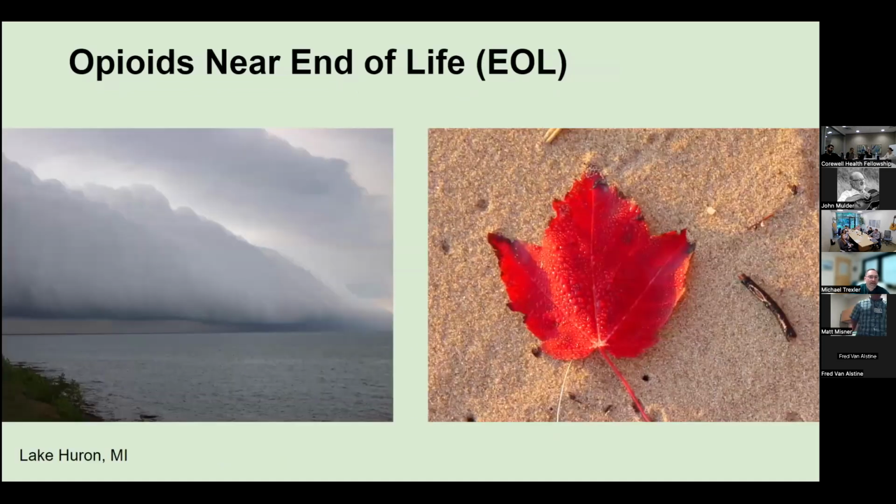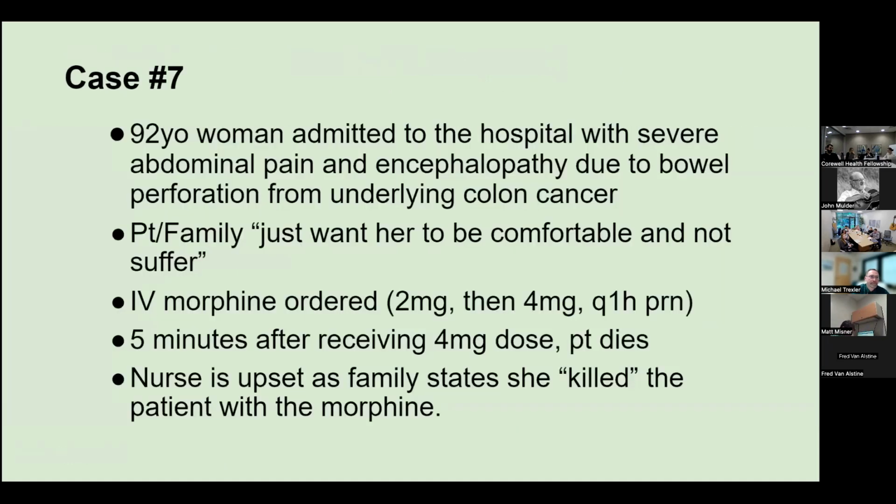All right, so one last topic before we're done. Opioids near end of life. As people approach end of life, there are some important dosing changes that need to be made. So this is a 92-year-old woman admitted to the hospital with severe abdominal pain and encephalopathy due to bowel perforation from underlying colon cancer. Both the patient and the family just want her to be comfortable and not suffer. So she got IV morphine, and 5 minutes after receiving the 4 milligram dose, she died.